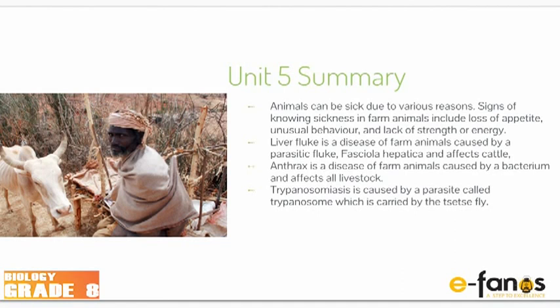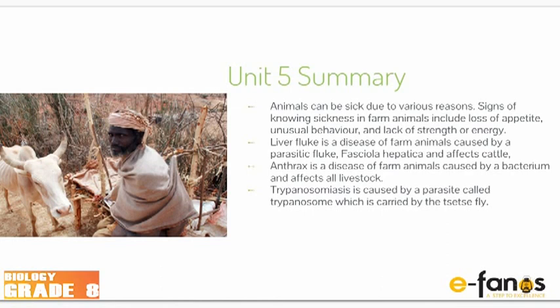Liver fluke is a disease of farm animals caused by a parasitic fluke, Fasciola hepatica, and affects cattle. Anthrax is a disease of farm animals caused by a bacterium and affects all livestock. Trypanosomiasis is caused by a parasite called trypanosome, which is carried by the tsetse fly.